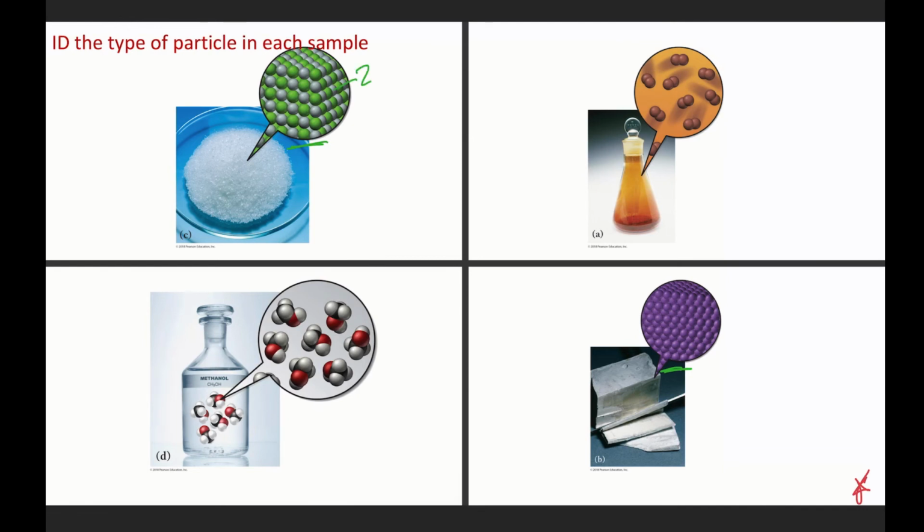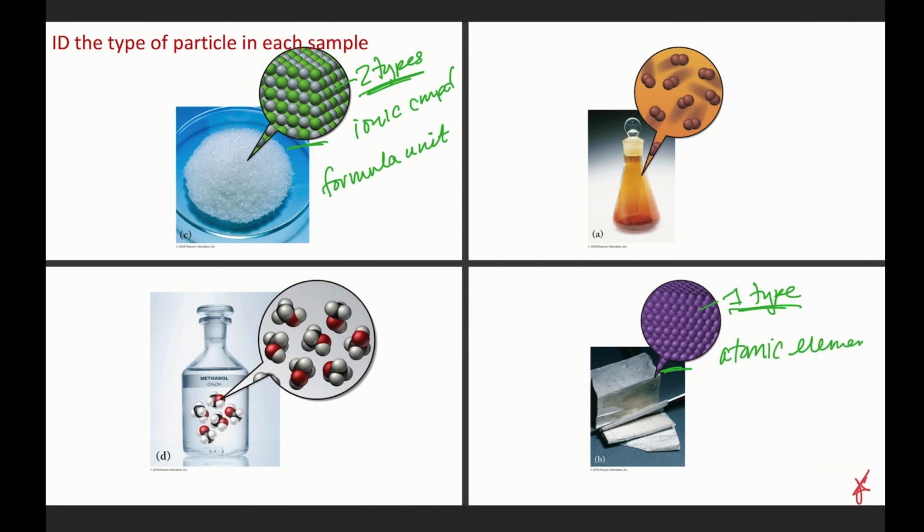But here we'll see that there are two types of particles, whereas here there is only one type of particle. Which means that this one has to be a compound, but it has to be a compound that forms a network of bonds all stuck together, which means this one is an ionic compound. And if it's an ionic compound, the appropriate particle that makes it up is a formula unit. Here, if we only have one type of particle, this one must be an element, and this must be an atomic element, which means that it's made up of atoms.